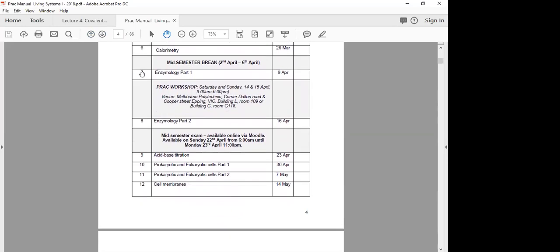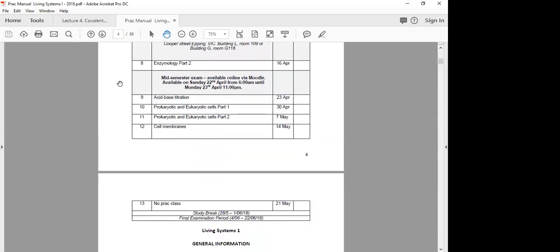All right, this prac here, which is delivered in 2 parts to weekly students, enzymology part 1 and enzymology part 2. This one is very, very popular with viticulture and winemaking students. It's also very popular with agronomy students as well. So that's one to consider, enzymology.